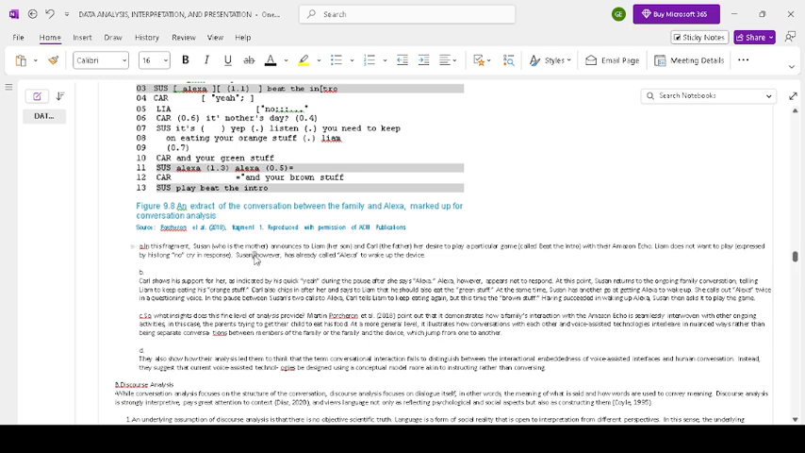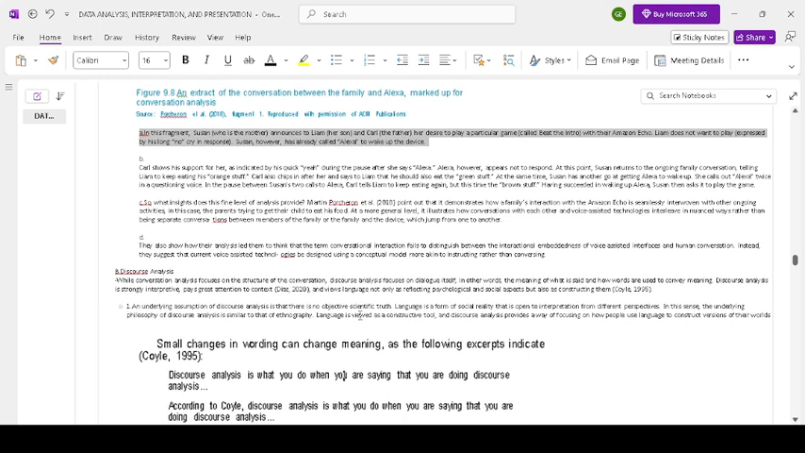In this fragment, Susan, who is the mother, announces to Liam, her son, and Carl, the father, her desire to play a particular game called Beat the Intro with their Amazon Echo. Liam does not want to play, expressed by his long "no" cry in response. Susan, however, has already called Alexa to wake up the device. Carl shows his support for her, as indicated by his quick "yeah" during the pause after she says Alexa. Alexa, however, appears not to respond. At this point, Susan returns to the ongoing family conversation, telling Liam to keep eating his orange stuff.